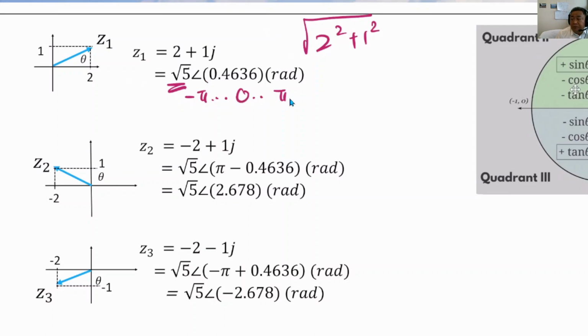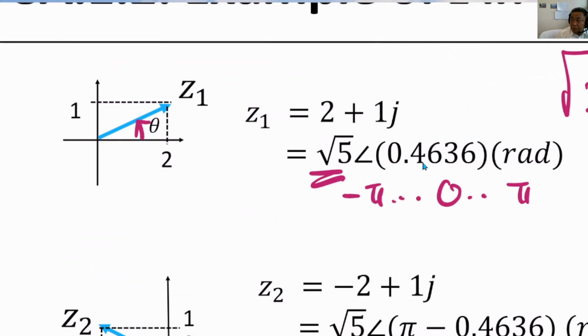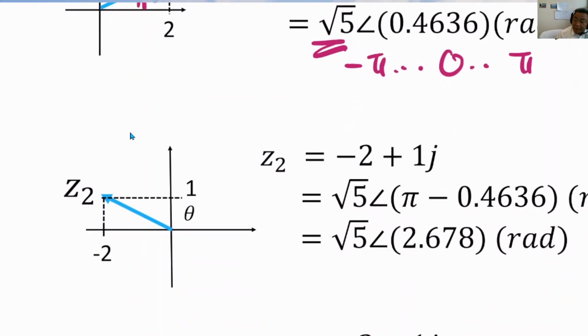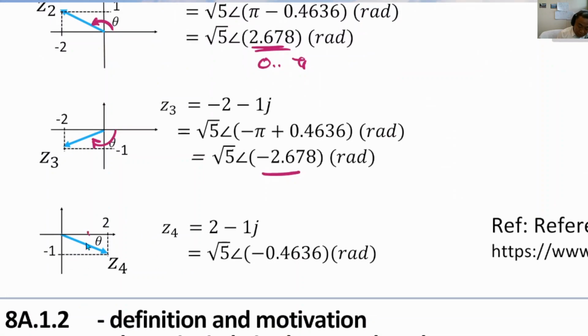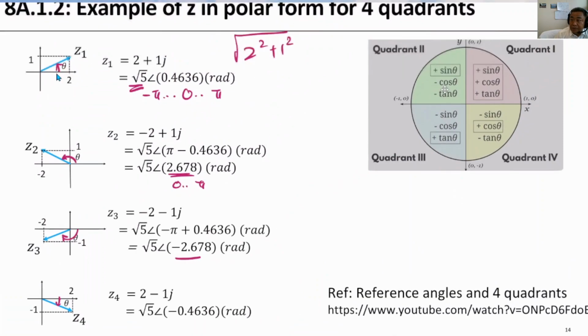If it is towards the positive angles, then we are moving anti-clockwise along the real axis. So 0.46 radian is here. About the second example, still we are moving anti-clockwise, so this is still from 0 to pi radian. So this is 2.678 radian. And when we are at the third quadrant, we are doing this, so it is minus 2.678 radian. And on the fourth example, we are moving by a small angle, so it is minus 0.463 radian. So these four examples show you how to put these four numbers in rectangular form as well as in polar form.